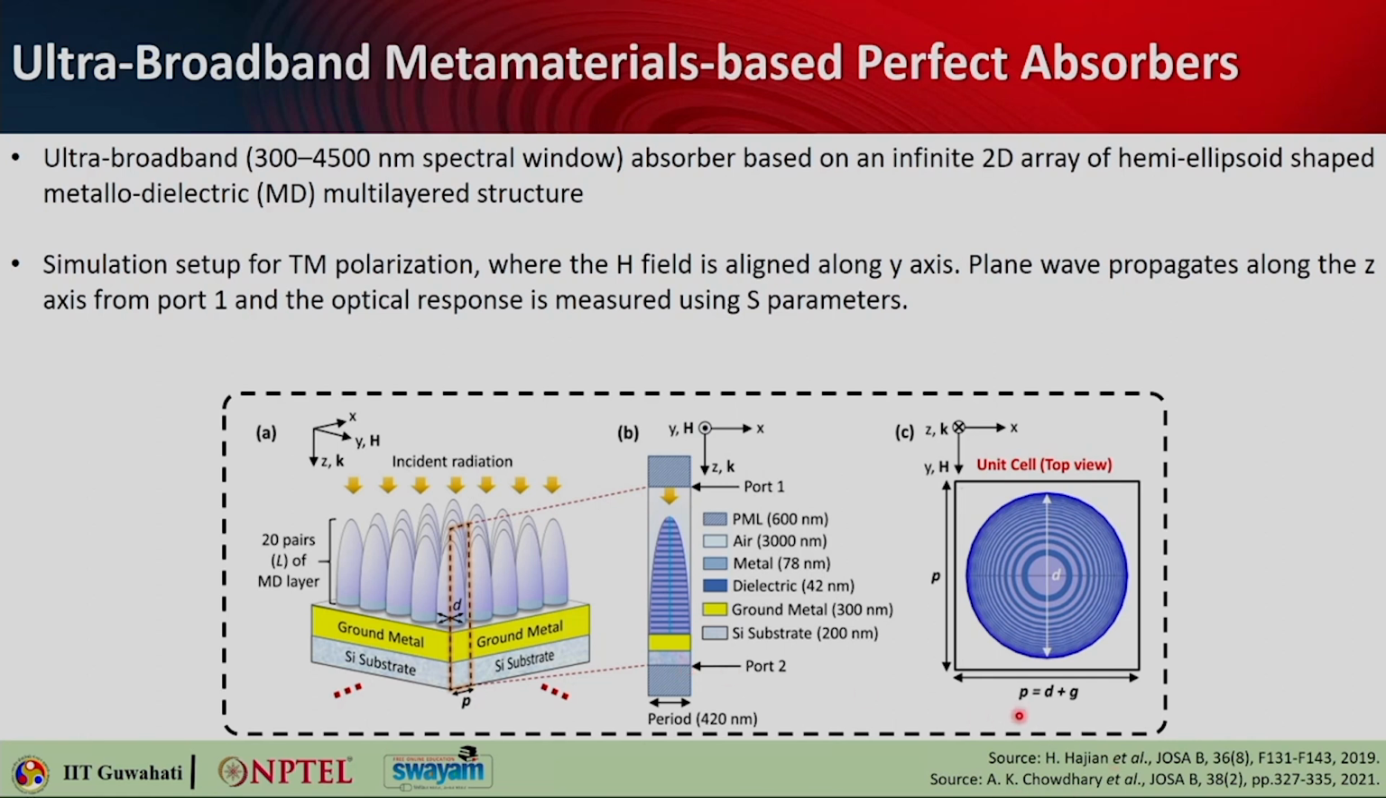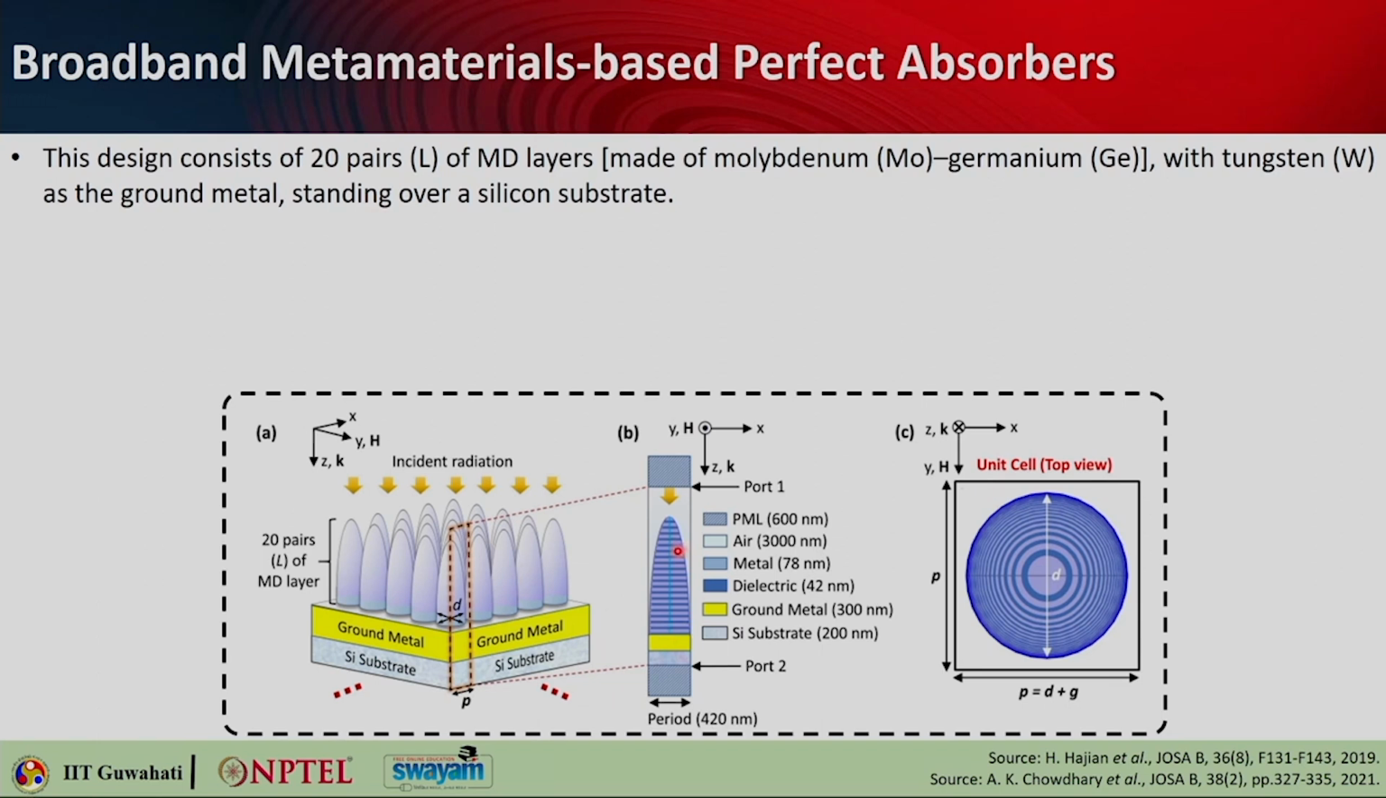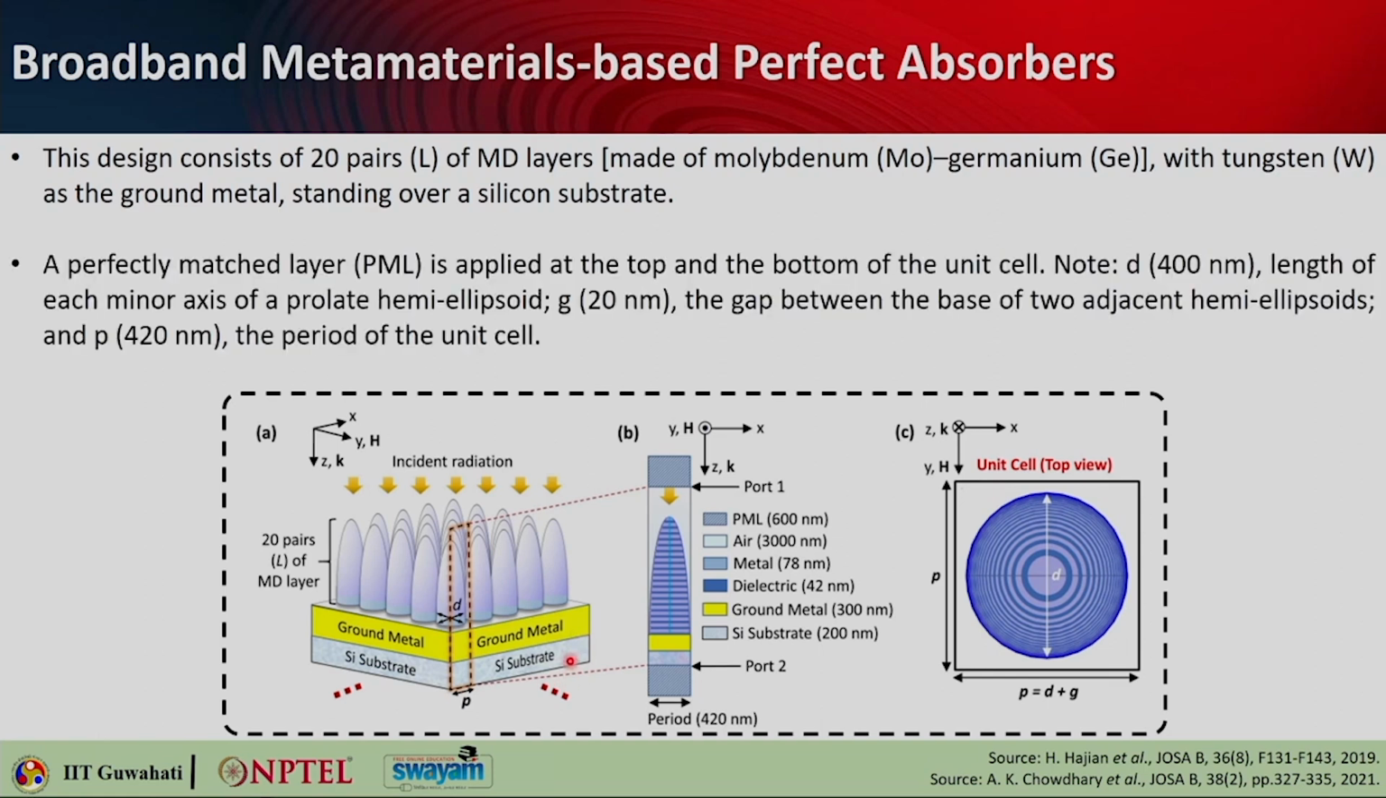And here is the periodicity P, that is basically the size D and the gap G between the hemi-ellipsoids. So, how many layers? We have considered 20 layers of metal dielectric alternate structures. Here molybdenum and germanium are considered, and not gold, we are using tungsten as a ground metal, and it is standing over a silicon substrate. A perfectly matched layer, as I mentioned, has been applied on the top and bottom of the unit cell. This is the side view of the unit cell, and this is the top view. D is the diameter of this hemi-ellipsoid, the base diameter, that is 400 nanometer, and then the gap is 20 nanometer.